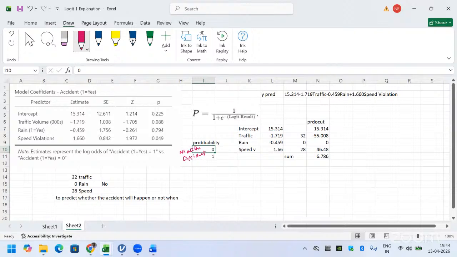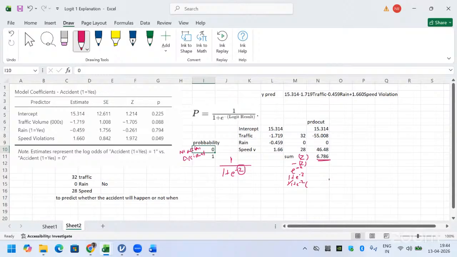Okay. Now as I already got these values, I have to find 1 divided by 1 plus e power minus z. I have calculated the z value as 6.786. Now I need to find this minus value. This is z actually, so I have to find minus z. After that, I'll find e power minus z, then 1 plus e power minus z. Next step, I'll find 1 divided by 1 plus e power minus z. So this is my total probability value.